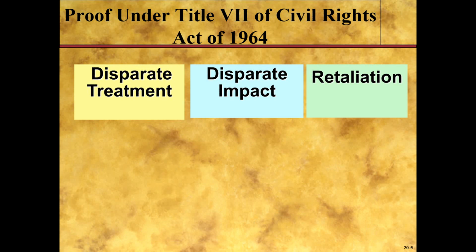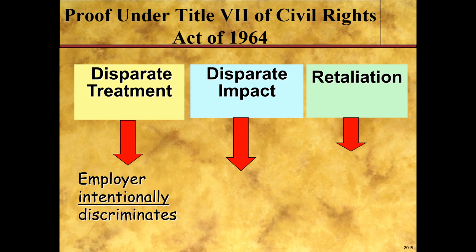Now, proof. There are 3 different types of cases under the Civil Rights Act of 1964: disparate treatment, disparate impact, and retaliation. Disparate treatment is when the employer intentionally discriminates.